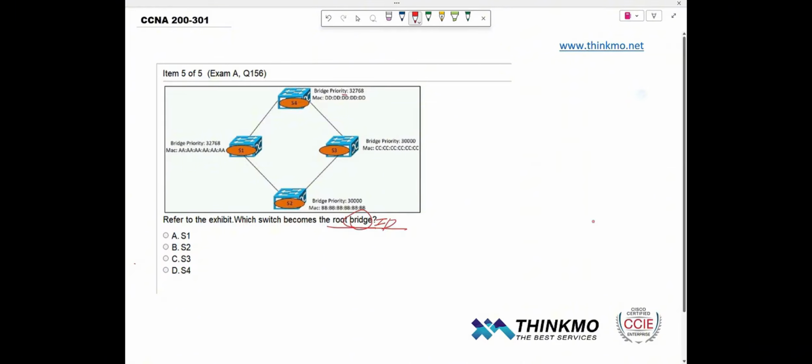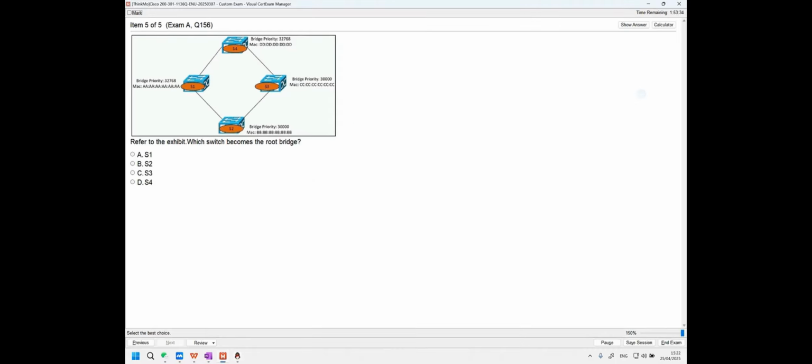So, looking at this diagram, this one is 32768, 32768, and this one is 3000, 3000. So obviously, these two are incorrect. These two can't be selected, right? After those two are ruled out, we eliminate them first. So we exclude S1 and S4 first. After that, we look at the MAC addresses. One is C and the other is B. B is definitely smaller than C, so the correct answer should be S2. S3 will not be selected as the root bridge. Let's check the correct answer. Choose 2, right? Choose B. All right, submit.